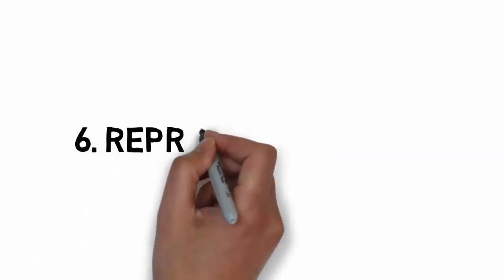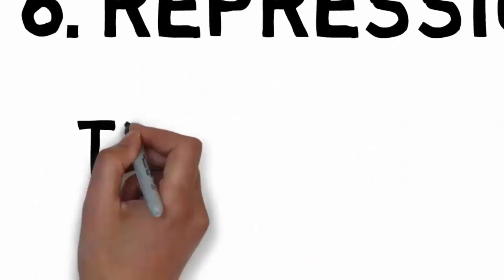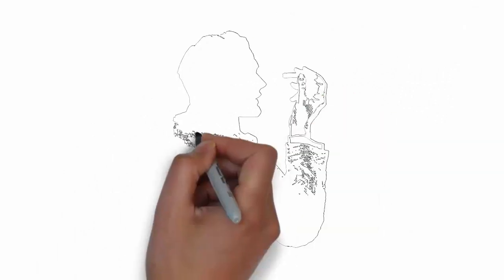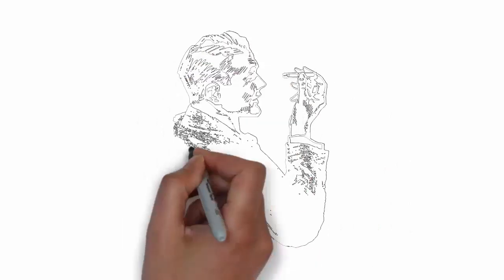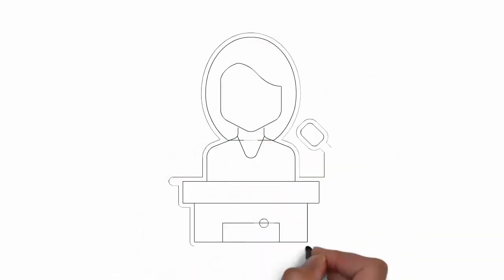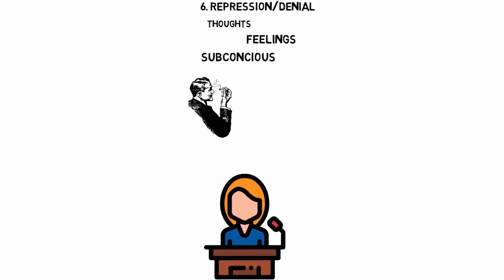Number 6 defense mechanism is repression or denial, pushing or burying thoughts or feelings that are distressing into the subconscious. For example, an addict will deny he has an addiction because he can function fine at work and at home. An example of repression would be a person who witnessed a crime being unable to remember the event.